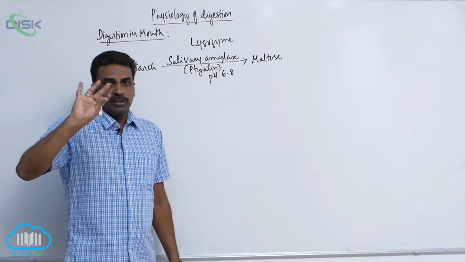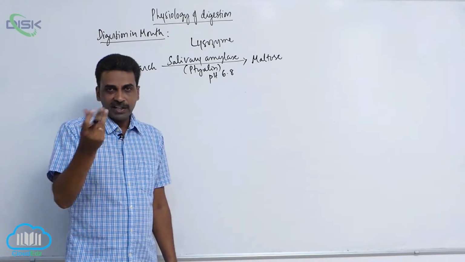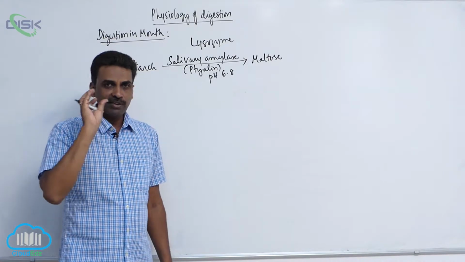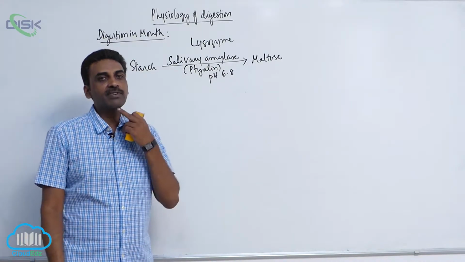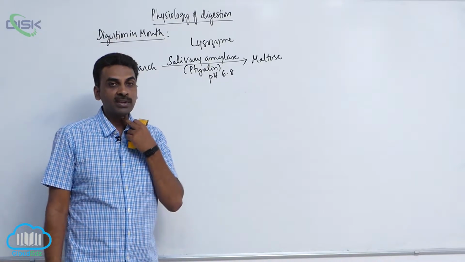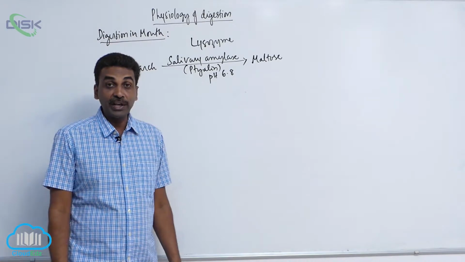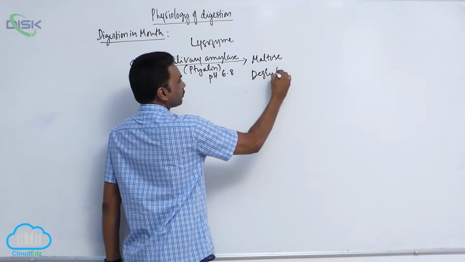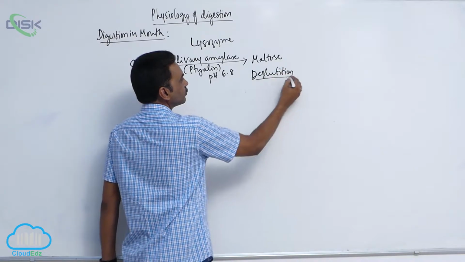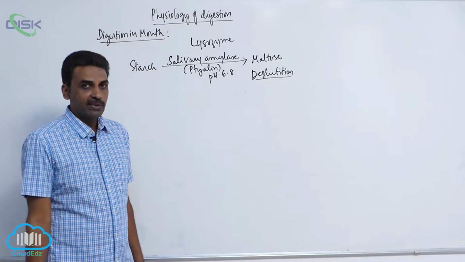Now, the food mixed with the saliva contains water and mucin, so it becomes a food bolus. The food bolus is swallowed. It enters from the buccal cavity into the pharynx, and the act of swallowing is called deglutition. Then the food enters into the esophagus.